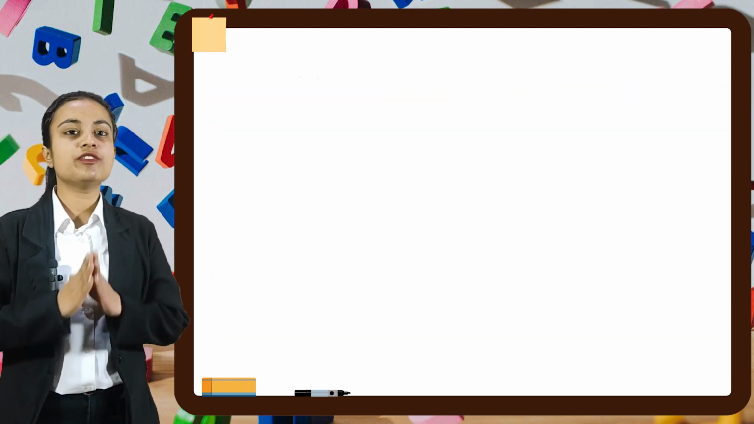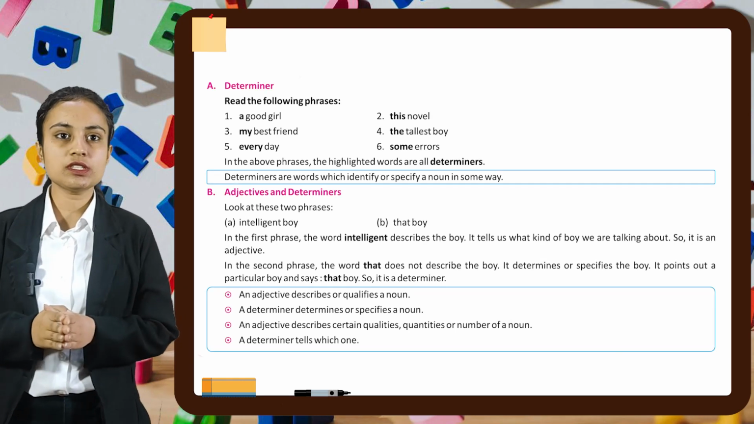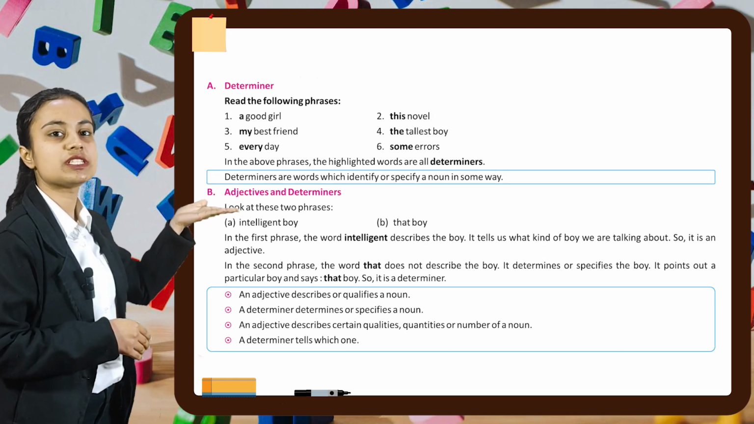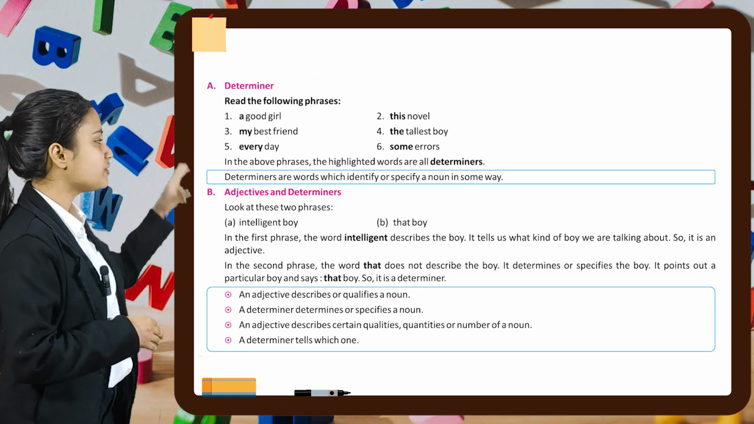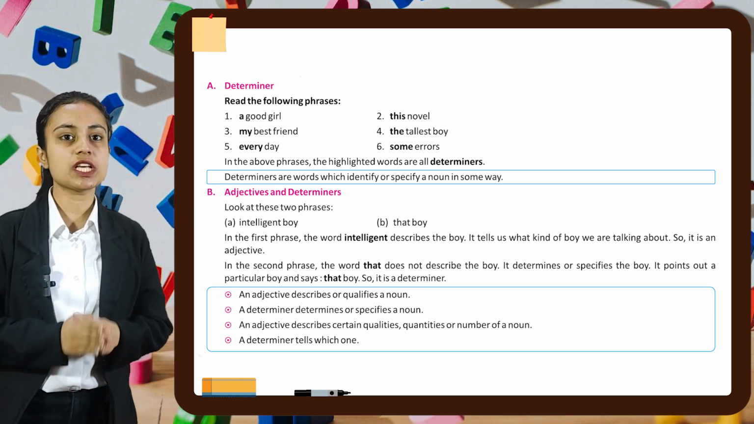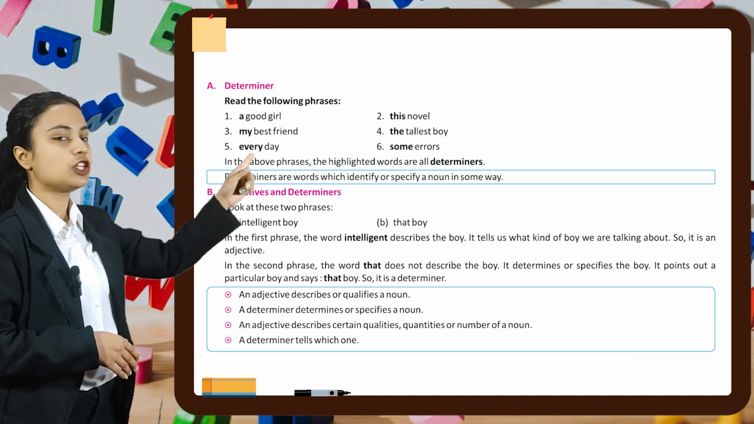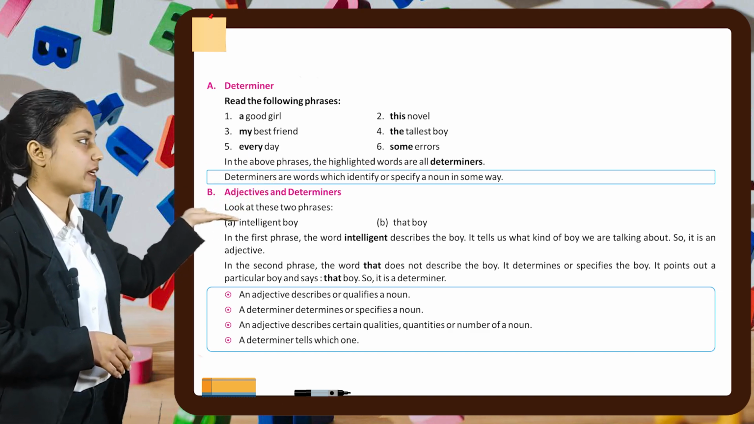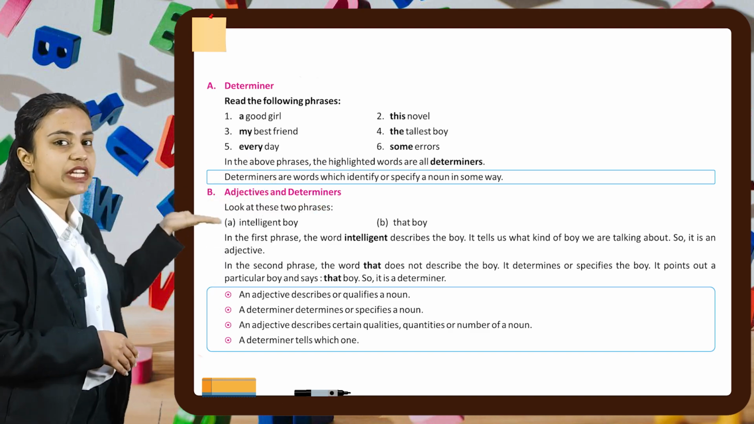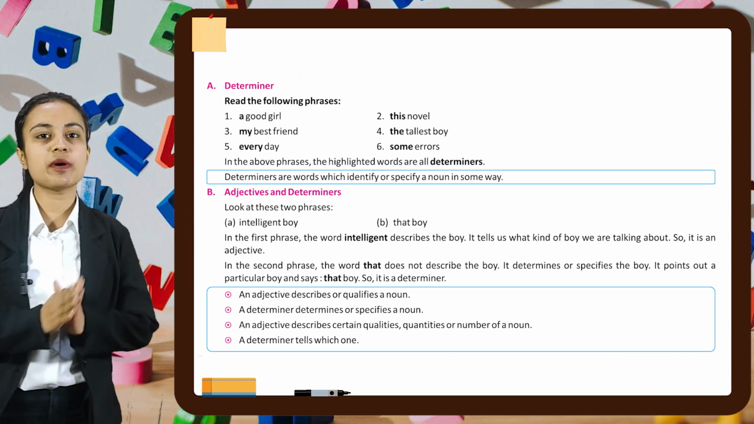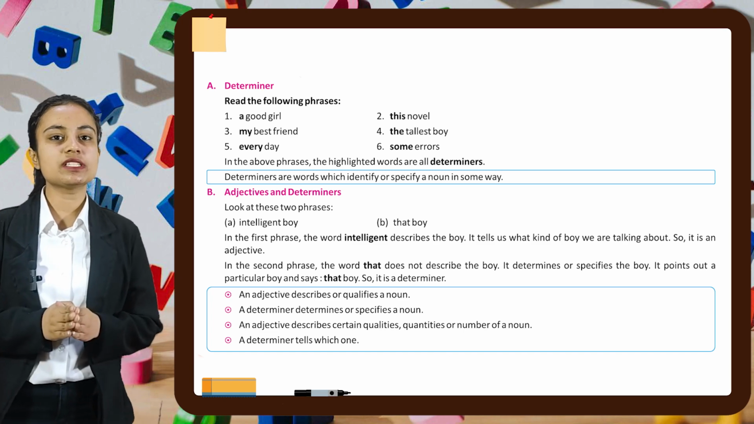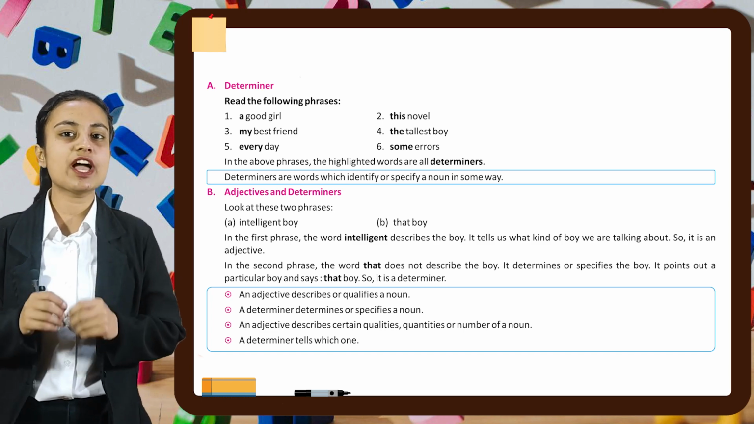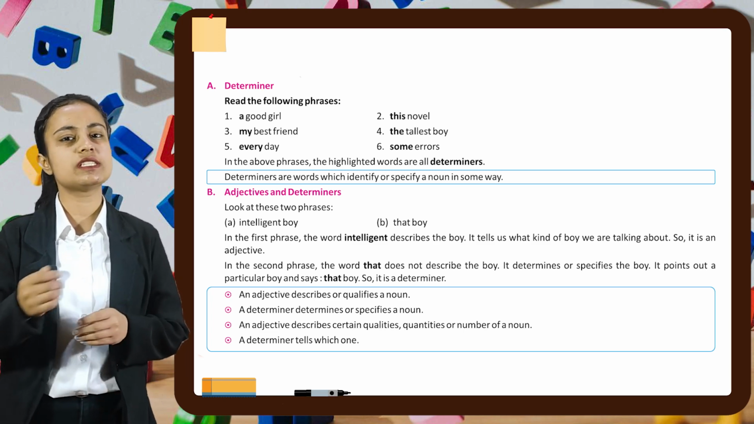So in this chapter, we'll learn more about determiners. So let's start with part A, which is the definition of determiners. Before that, we'll read the following phrases. First is a good girl. This novel. My best friend. The tallest boy. Every day. Some errors. In the above phrases, the highlighted words are all determiners. Determiners are words which identify or specify a noun in some way.